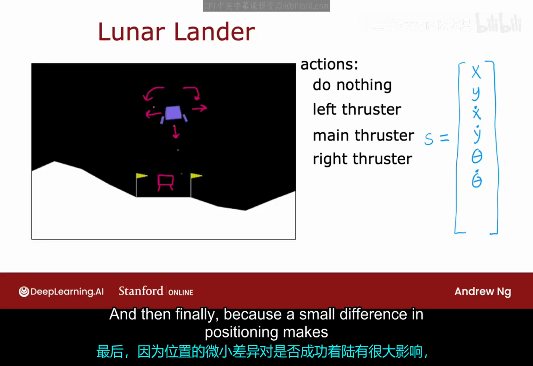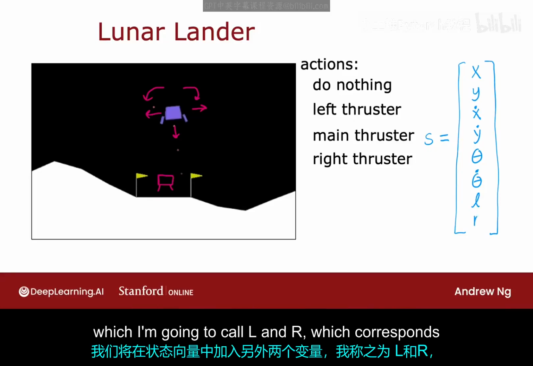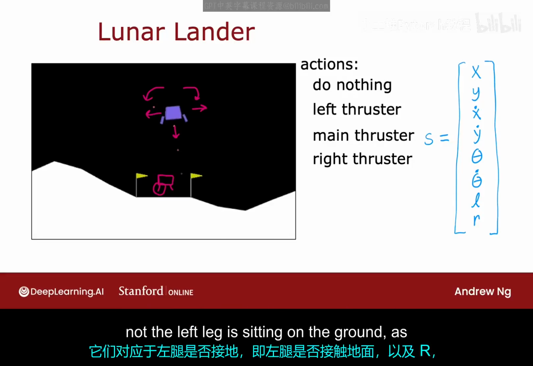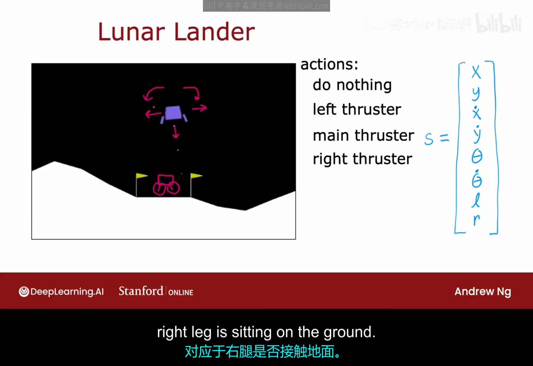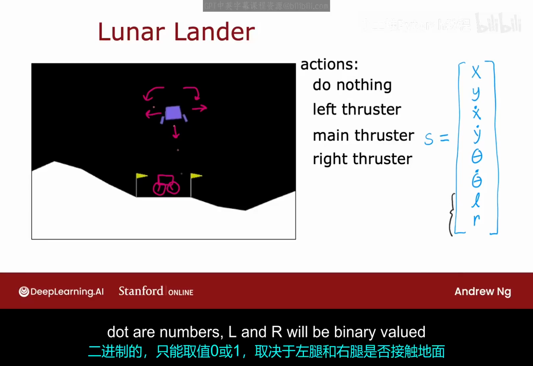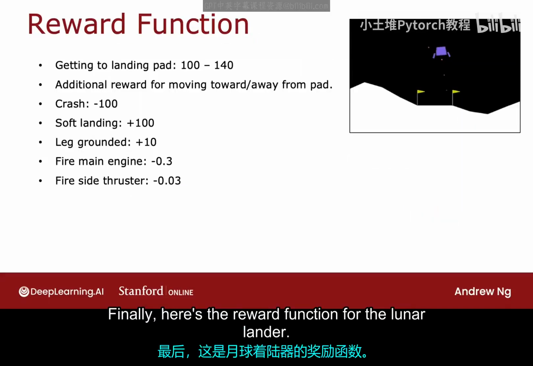And then finally, because a small difference in positioning makes a big difference in whether or not it's landed, we're going to have 2 other variables in the state vector, which I'm going to call l and r, which correspond to whether the left leg is grounded, meaning whether or not the left leg is sitting on the ground, as well as r, which corresponds to whether or not the right leg is sitting on the ground. So whereas x, y, x dot, y dot, theta, theta dot are numbers, l and r will be binary valued and can take on only values 0 or 1, depending on whether the left and right legs are touching the ground.